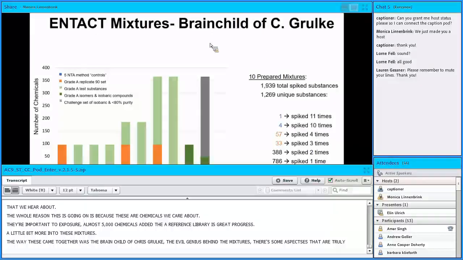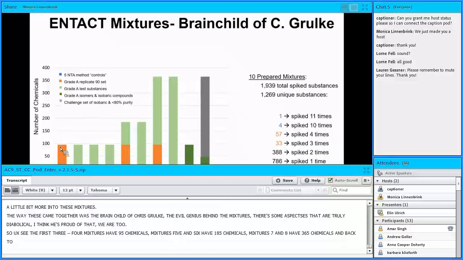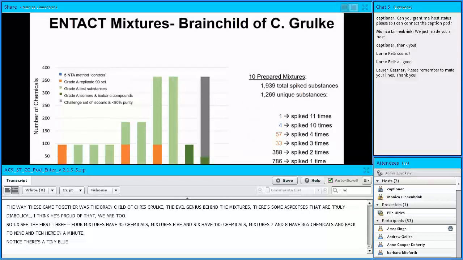So you can see that the first four mixtures have 95 chemicals. Mixtures 5 and 6 have 185 chemicals. Mixtures 7 and 8 have 365 chemicals, and I will get back to 9 and 10 here in a minute. You'll notice that there's a tiny little blue bar down at the bottom of each one of these mixtures, and there are 5 chemicals that were added across every single mixture so that we could compare across the different mixtures.